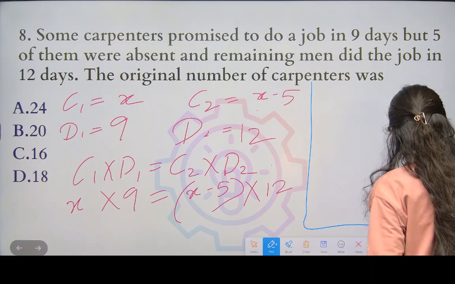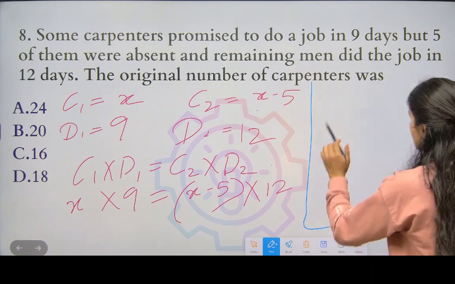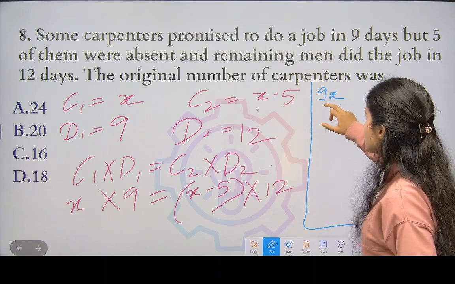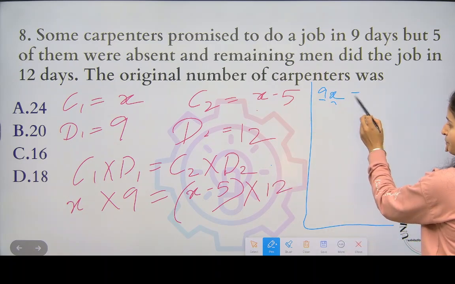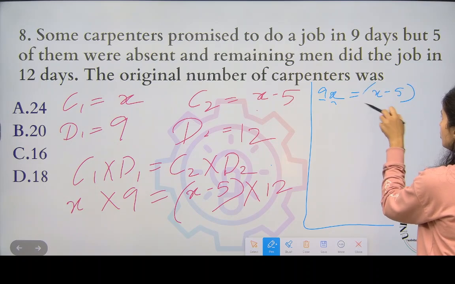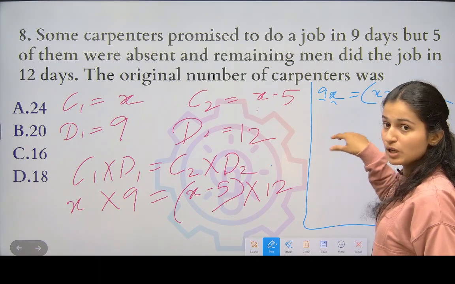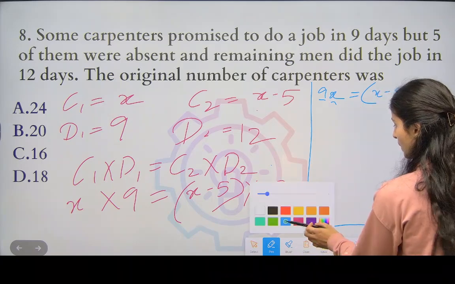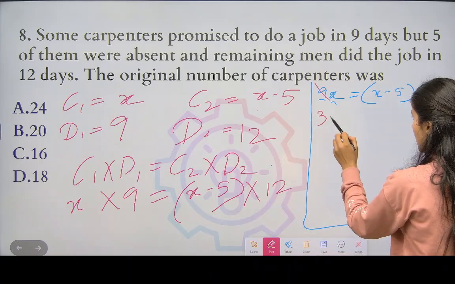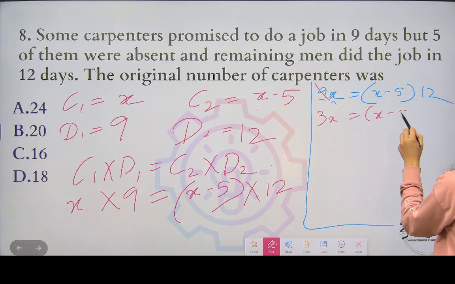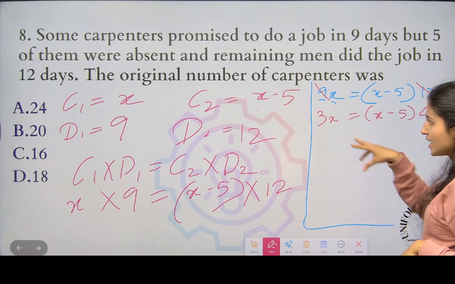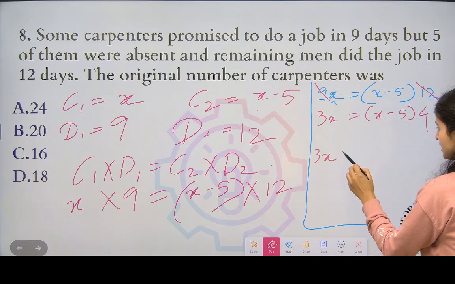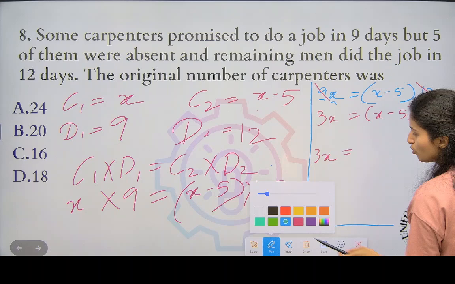We'll multiply this. See, 9 into X is 9X. Why? Because this is coefficient and this is variable. Then X minus 5 is equal to 12. Now we can divide this because they are either side of the equals sign. 3 3s are 9 and 3 4s are 12. Yes, both are getting divided by 3. Now see here, 3x.